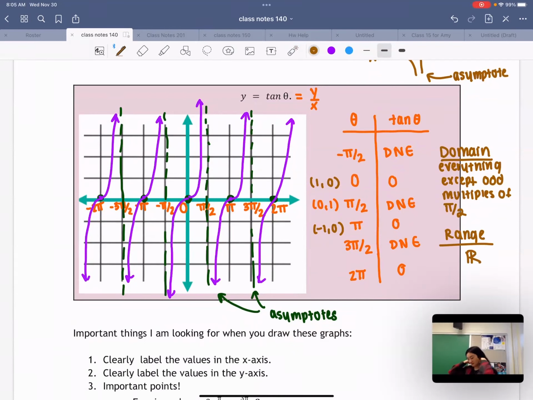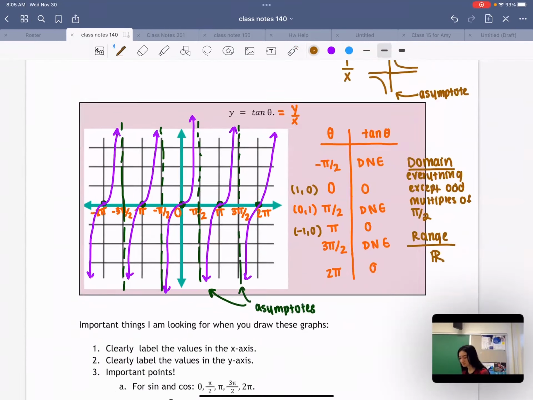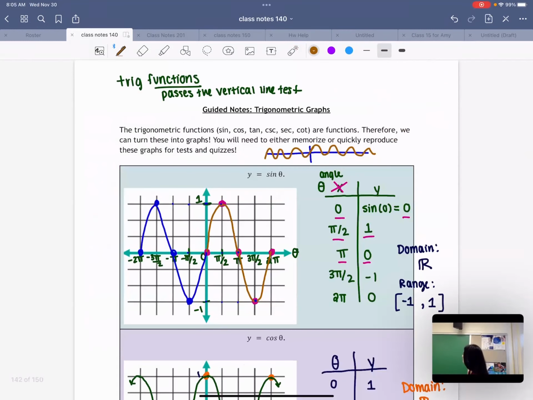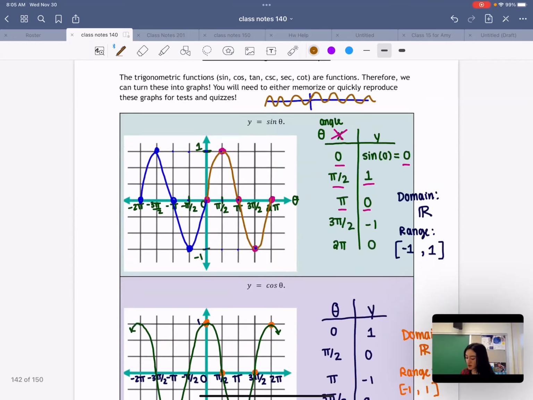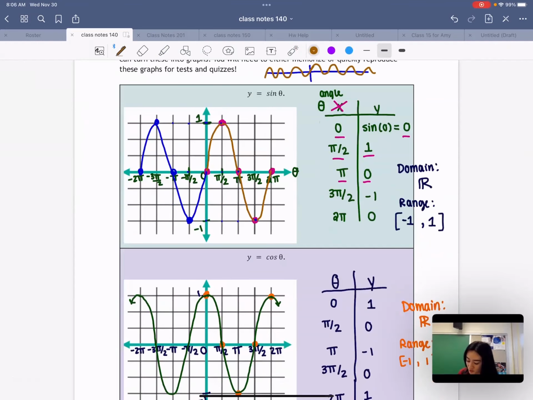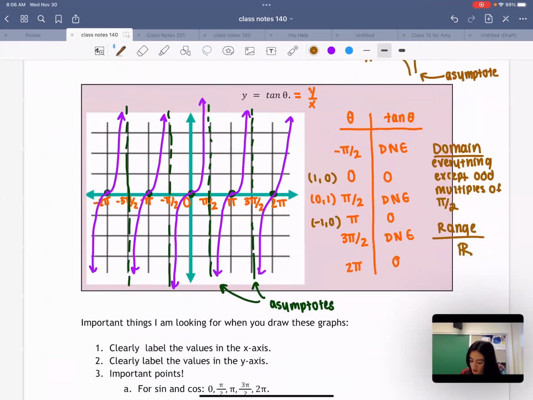Okay. Now, here's a big question. In the very beginning of our class, we said that a function is something that passes the vertical line test. So if I take a vertical line and move it from the right to the left of my function, it should pass the function only once, right? The function can't hit the vertical line twice. And that seems to really work for my sine function and my cosine function. If I move a vertical line from the left to the right, my function does pass the vertical line test.